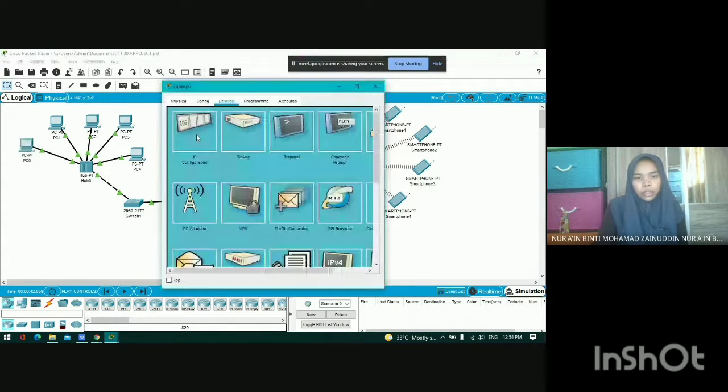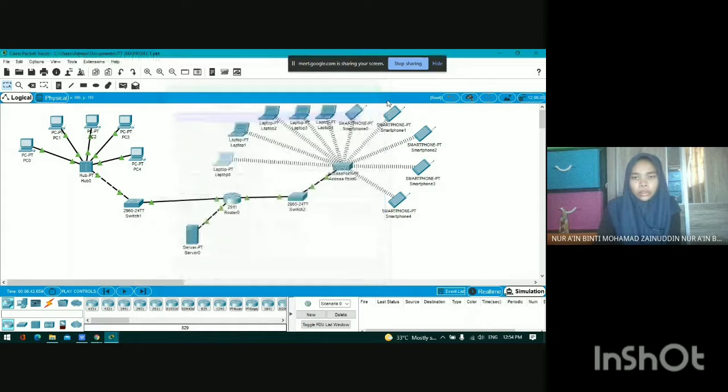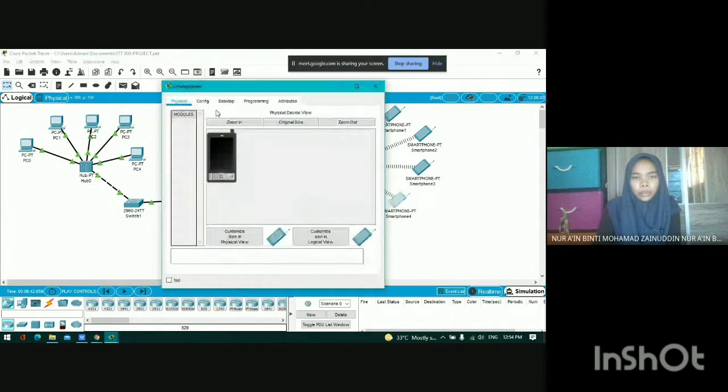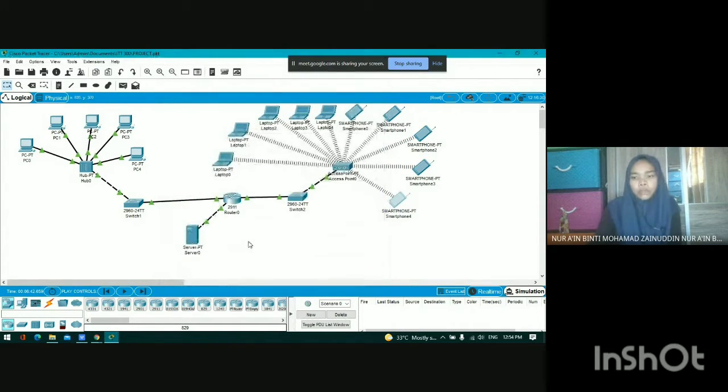For the laptop, IP address is 192.168.1.1 and default gateway from the router 192.168.1.11. For the smartphone, IP address is 192.168.1.10 and 192.168.1.11 is default gateway. Simulation for our project.